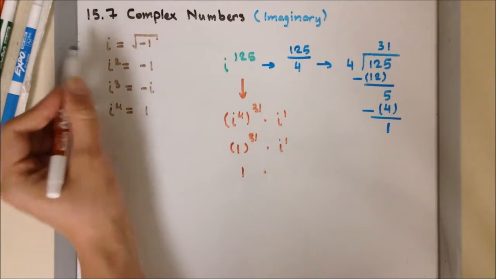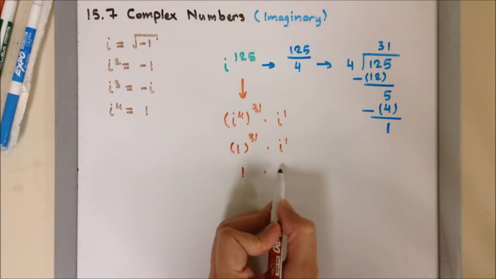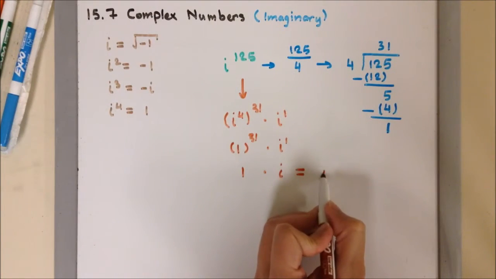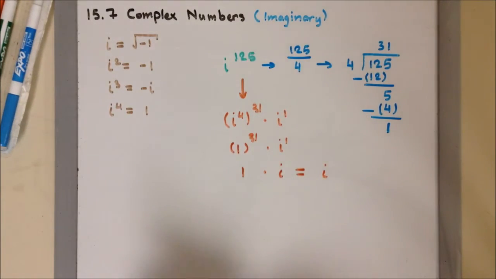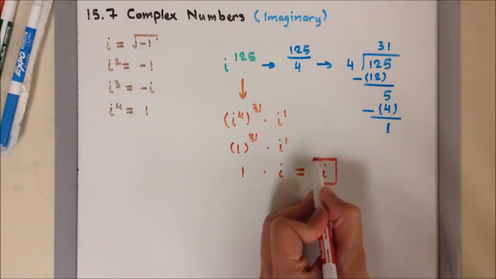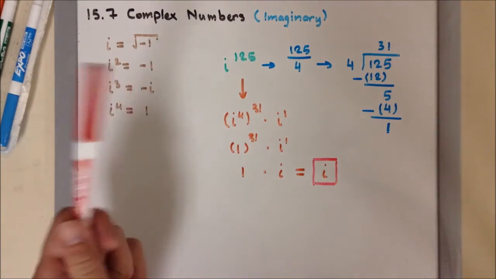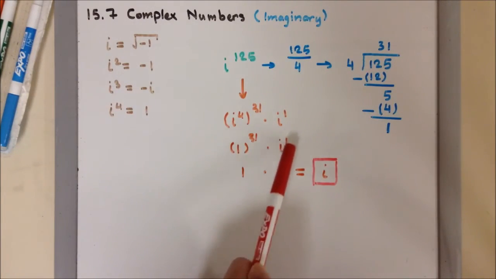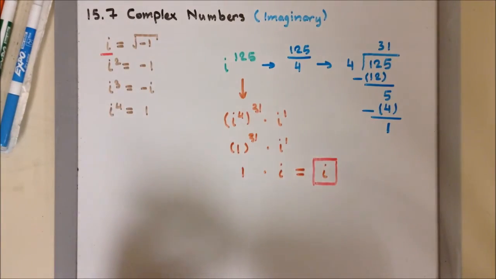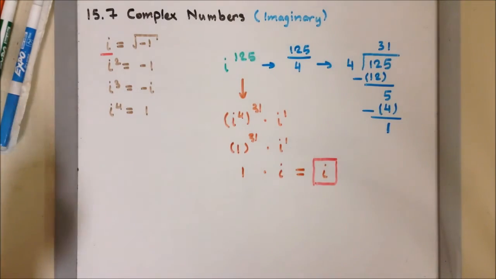And then i to the 1 power is just this first one right here, the square root of negative 1. Now I'm not actually going to write out the square root of negative 1, it's just going to be written as i. 1 times i is i. And that's all you have to do. This is my final answer. Now, quick review. When you're trying to find the power of i and it's i to the 1 power, you just basically leave it in this form. Now I'm going to show you methods of using the square root of negative 1 when we're simplifying square roots.